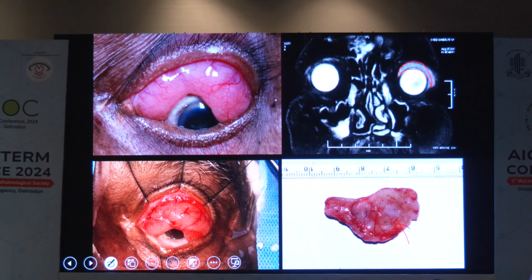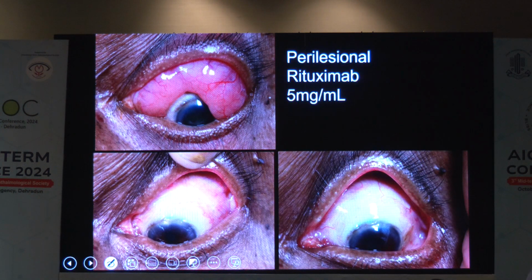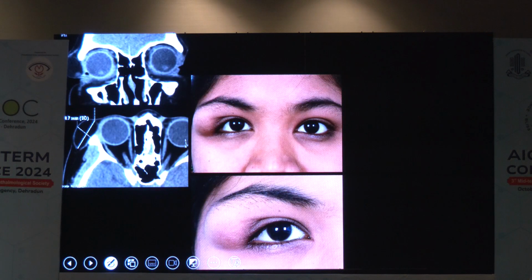We have pathology confirmation, and for the posterior component, we can inject rituximab. This patient was managed with 5 mg per ml, 6 injections of rituximab at 3-weekly intervals, and there was no residual tumor. Now dermoid. Dermoid is a surgeon's delight.